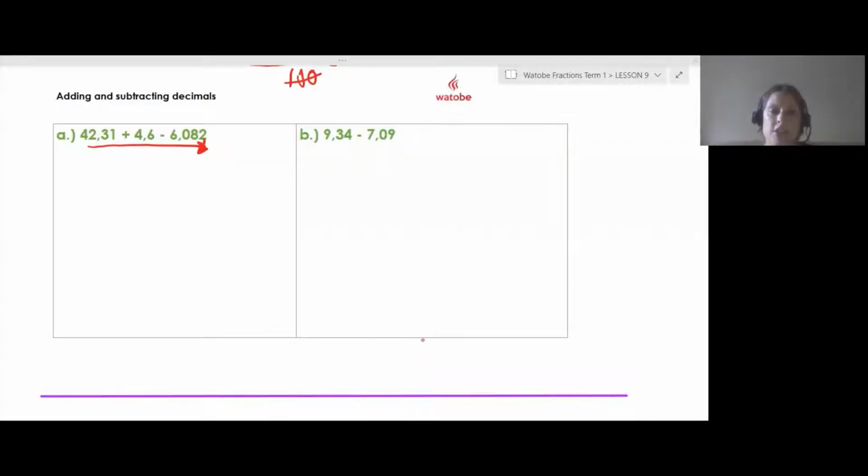If you don't know how to use column method, then remember you use whichever method you do when you're adding and subtracting. So if you don't know column method, then you're going to use whatever method you use at school.